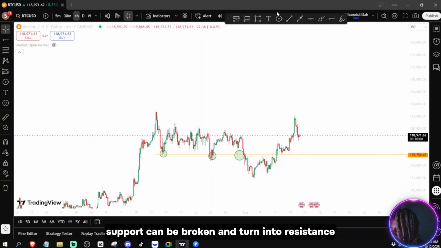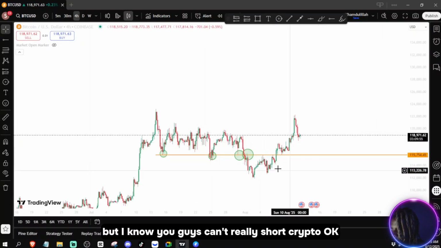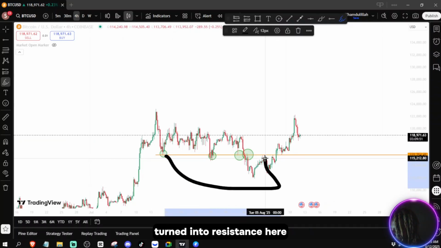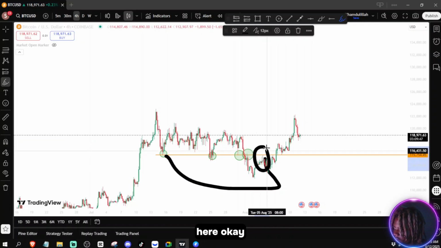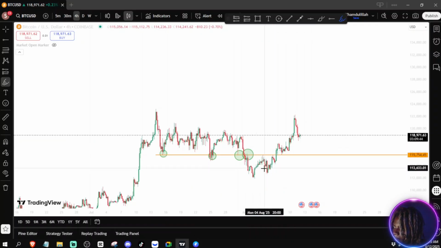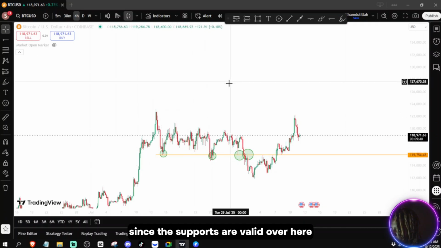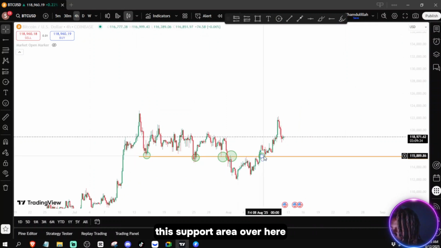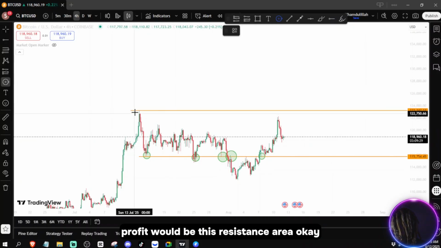And just like I told you, resistance can turn into support. Support can be broken and turn into resistance. That's how you guys short, but I know you guys can't really short crypto. Once again, support got broken here, turned into resistance here. But as we can see, since the supports are valid over here, we have a valid support zone here. So if I would have seen price holding this support area over here, here would have been a valid entry, and I know my take profit would be this resistance area.